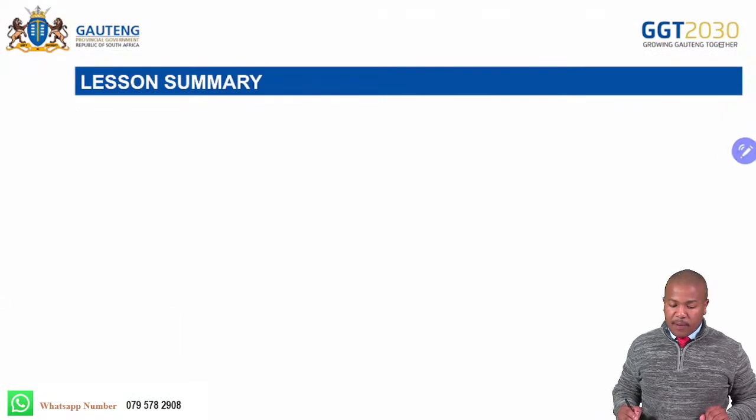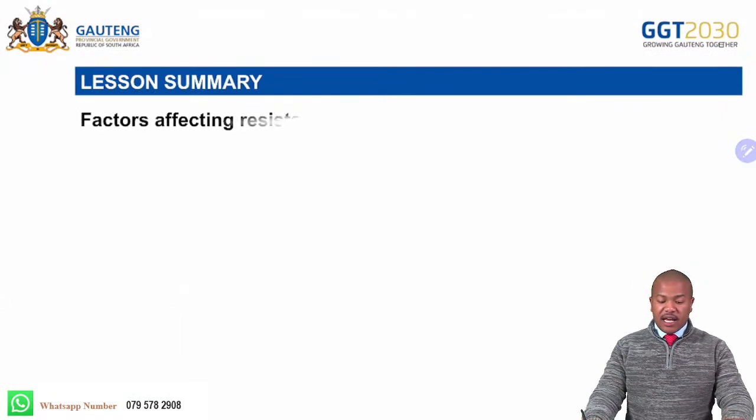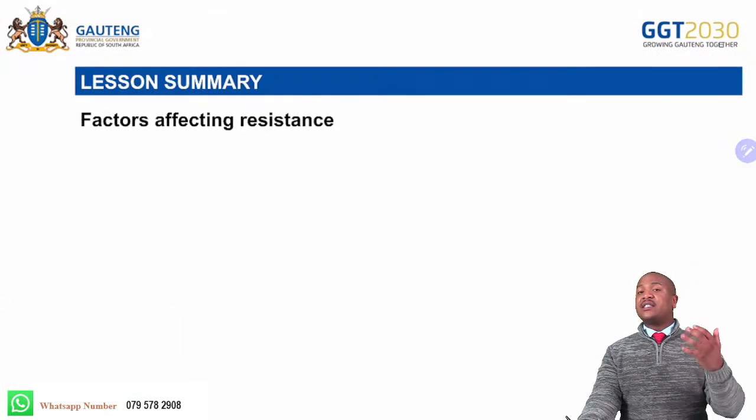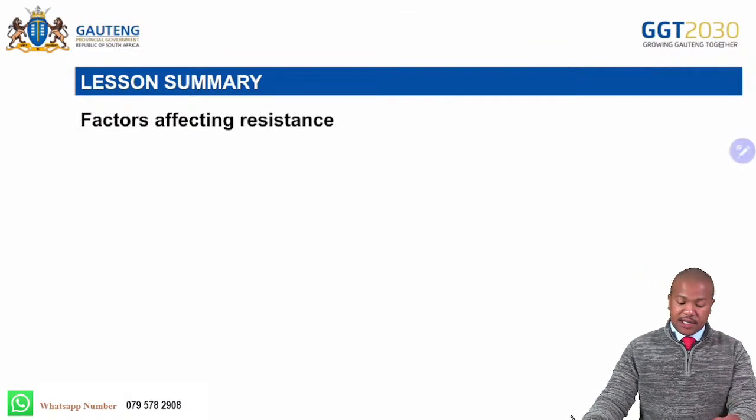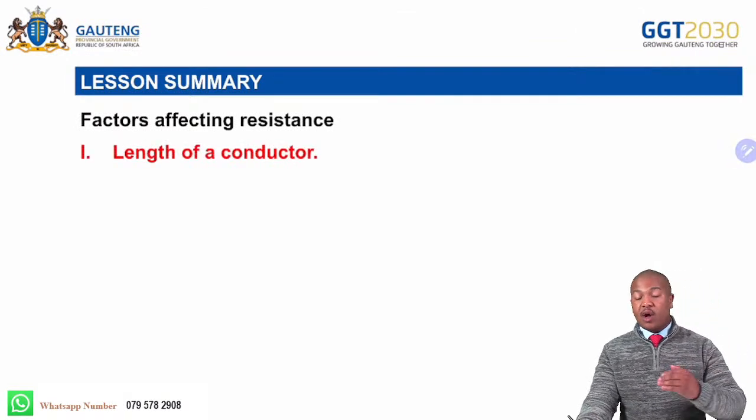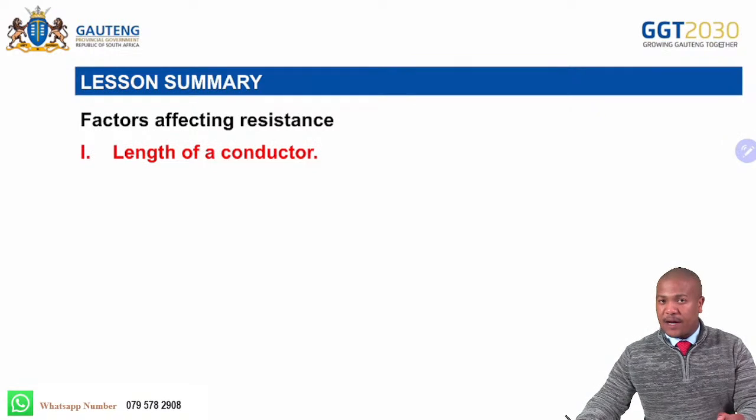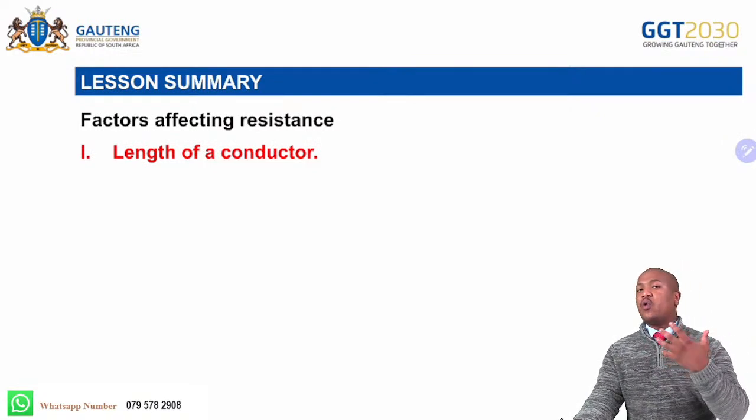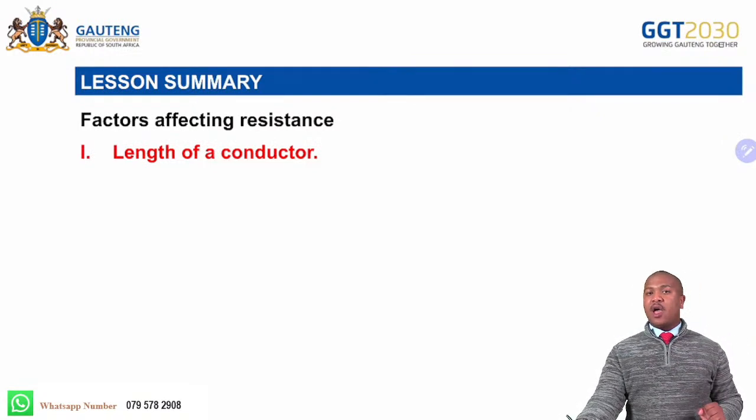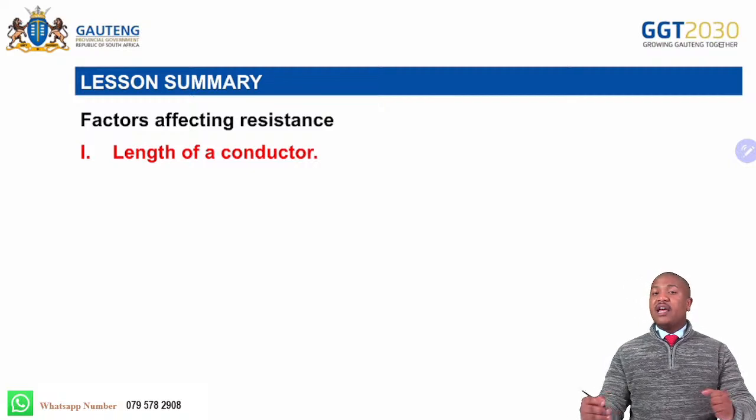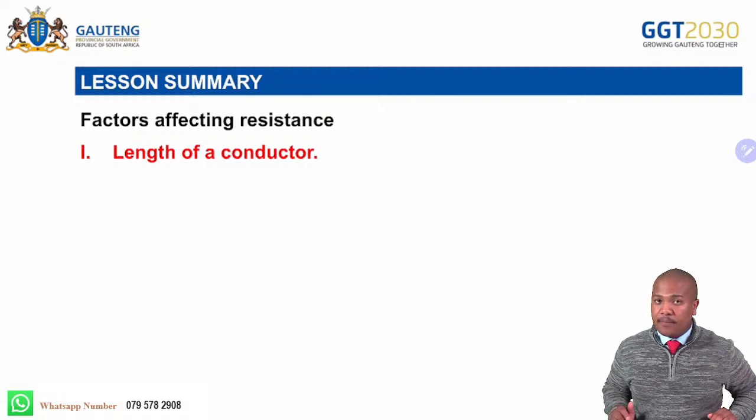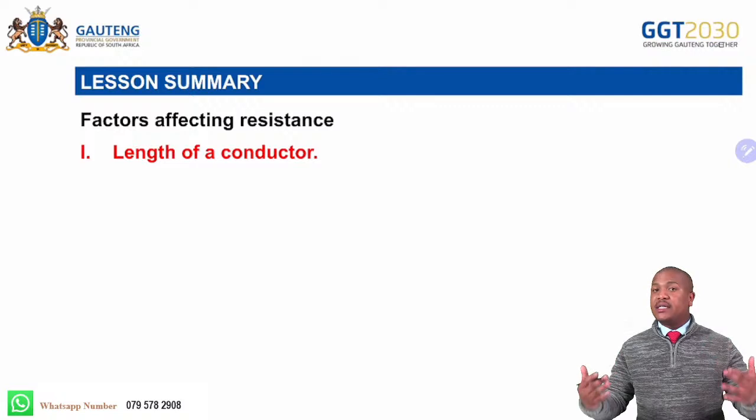We also talked about what? We also talked about the factors that affect resistance in a circuit. We talked about the first one being the length of a conductor. How did we say length of a conductor affects resistance? We said that the longer the conductor, the higher the resistance.